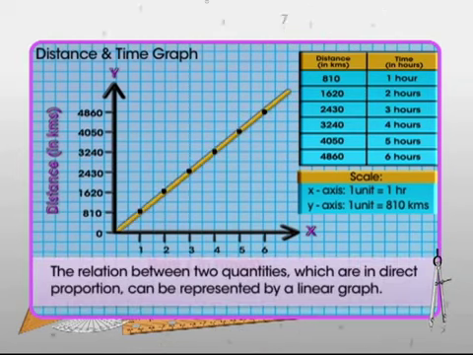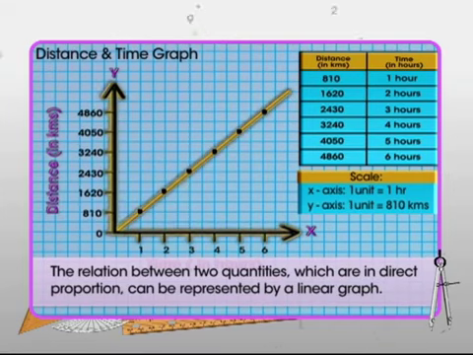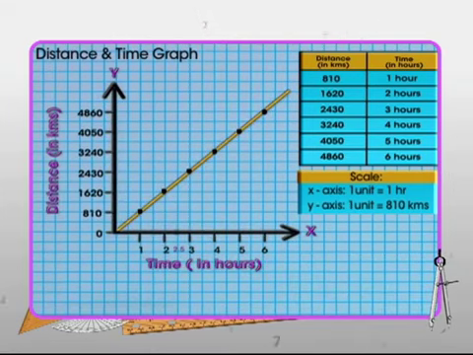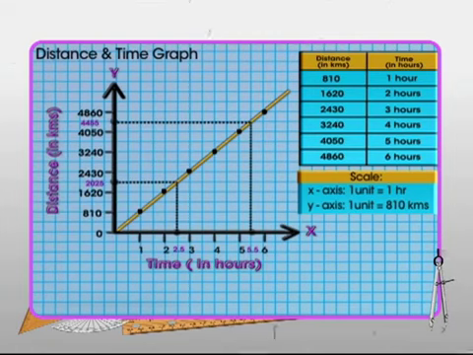Straight line between distance and time implies that these two quantities, distance and time, are in direct variation. For example, at 2.5 hours, the flight would have traveled through 2,025 kilometers. Similarly, at 5.5 hours, the flight would have traveled through 4,455 kilometers. Hence, we can employ the distance-time graph to predict the distance traveled by a body moving at a constant speed at a given instant of time.